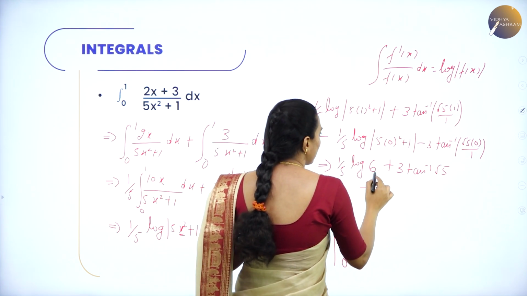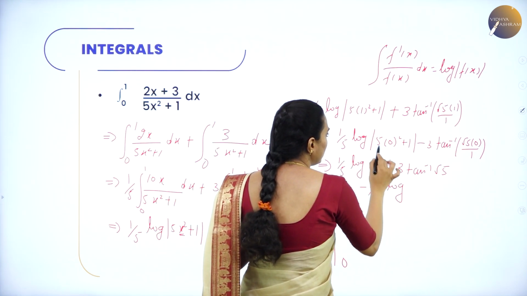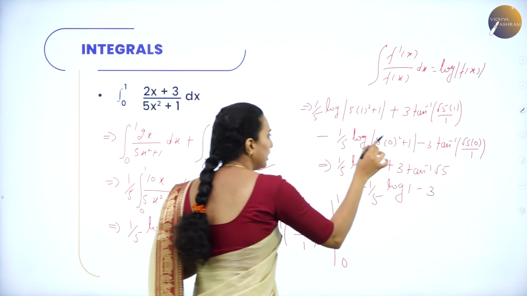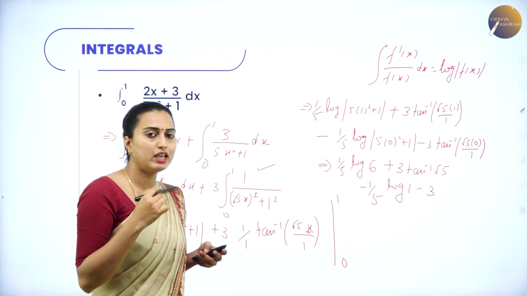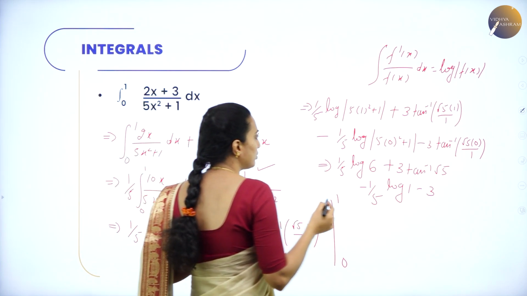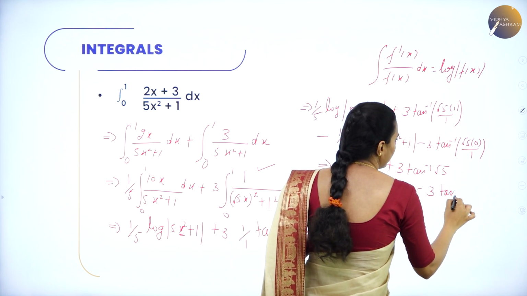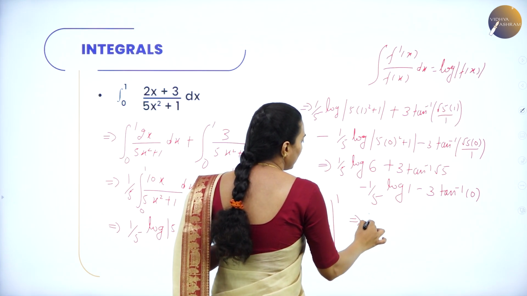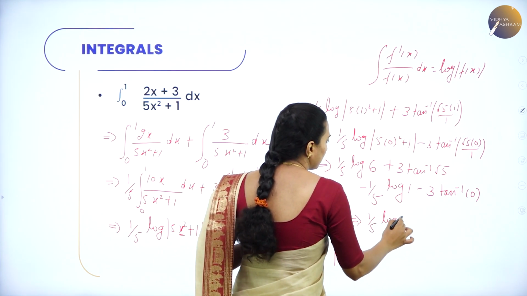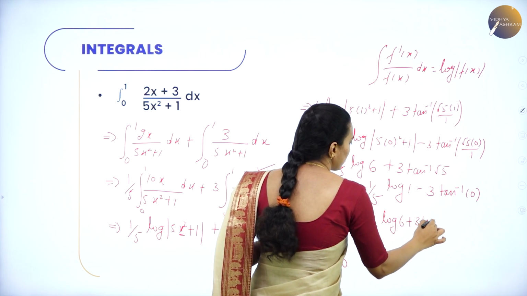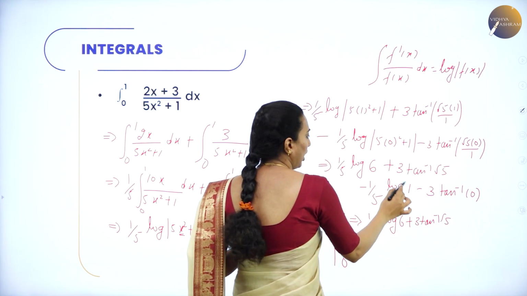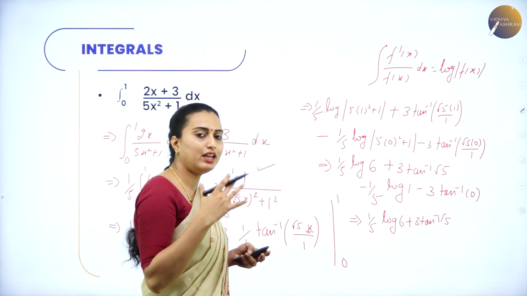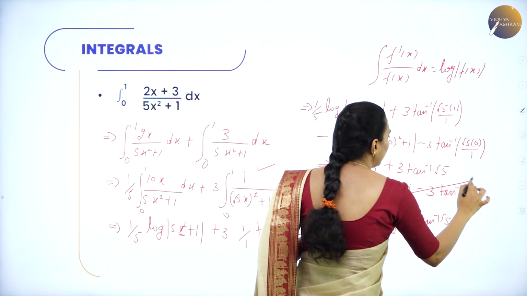So therefore minus log of 5 into 0 is 0, 0 plus 1 is log 1, minus 3 tan inverse of, see, 0 by 1 is always what? 0 by anything is 0 only. So tan inverse of 0. So the answer is 1 by 5 into log 6 plus 3 into tan inverse of root 5. Again, log 1 is 0, 1 by 5 into 0 is 0 only, tan inverse of 0 is 0 only, 3 into 0 is also 0 only. So this whole term will become 0.